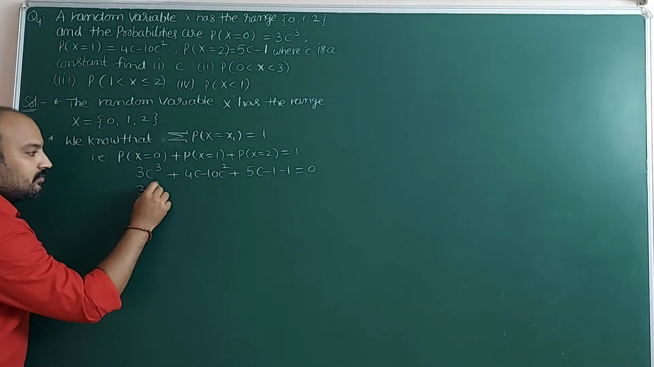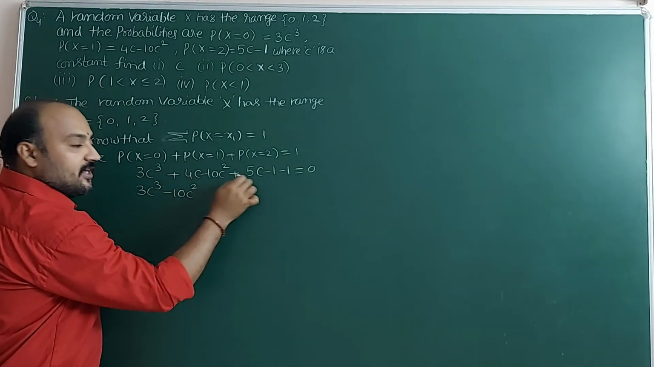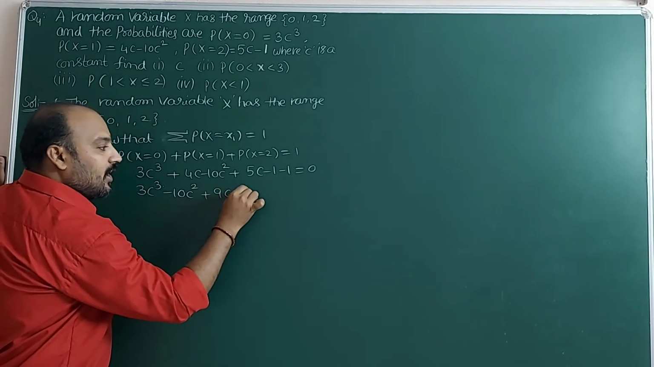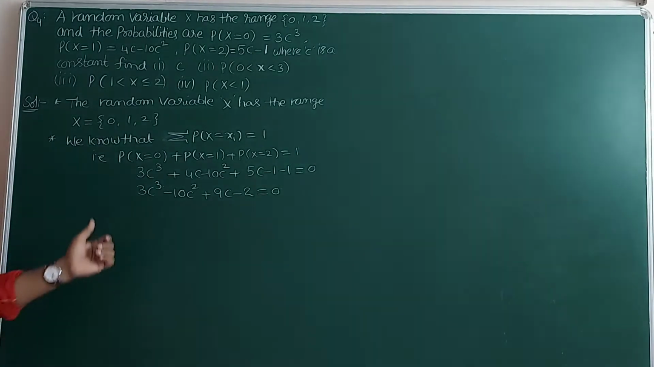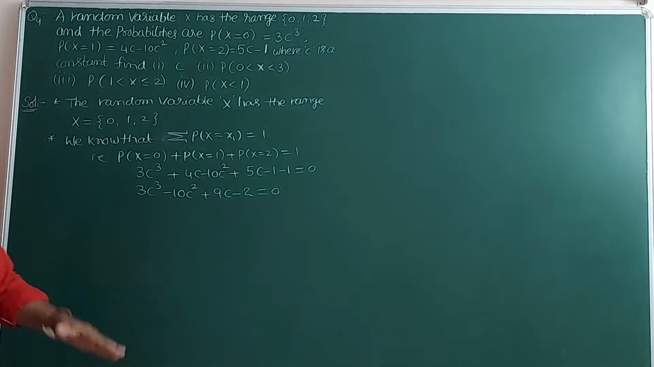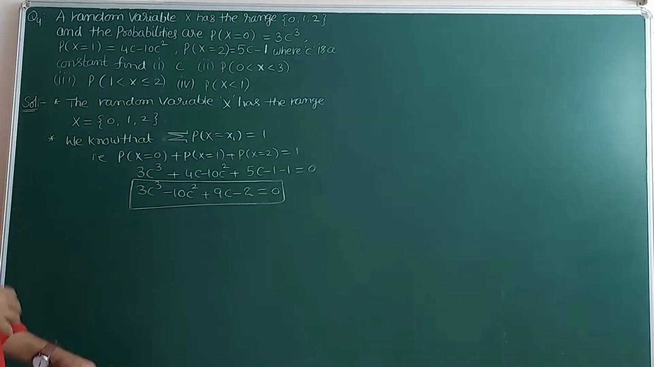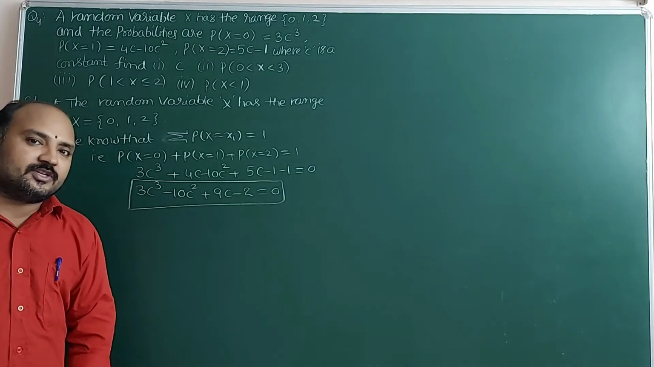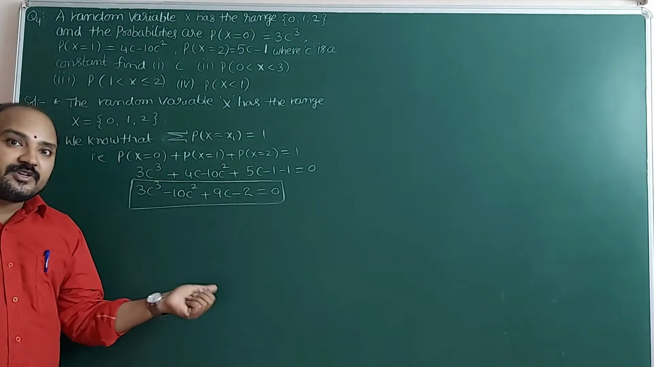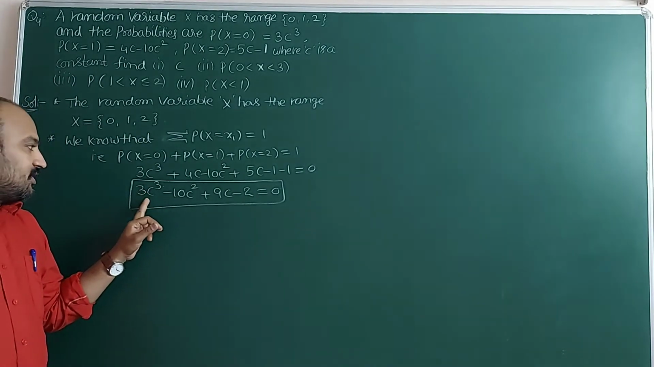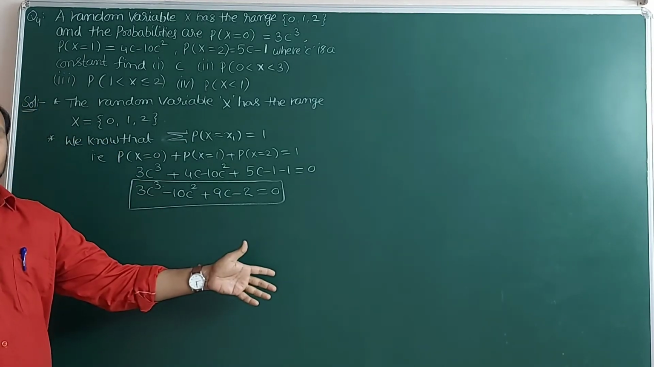3c cube minus 10c square, 4c plus 5c, 9c, minus 2 equal to 0. This is the cubic equation. How to solve to get the value of c? Here you observe that in a cubic equation or any polynomial in terms of c or in terms of x, in theory of equations and quadratic equations, we observe that if the sum of the coefficients of respective terms is equal to 0, 1 is the root of this polynomial.